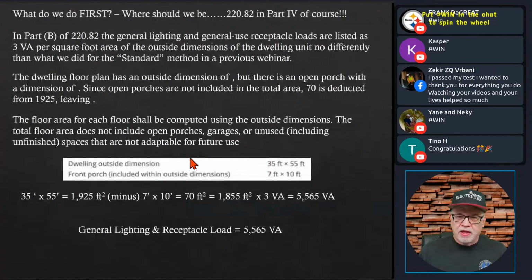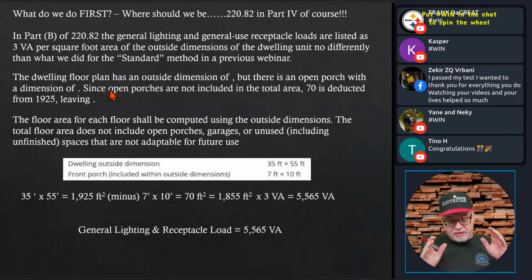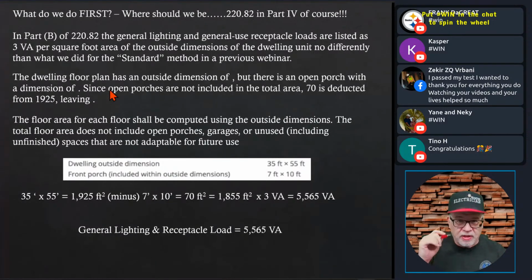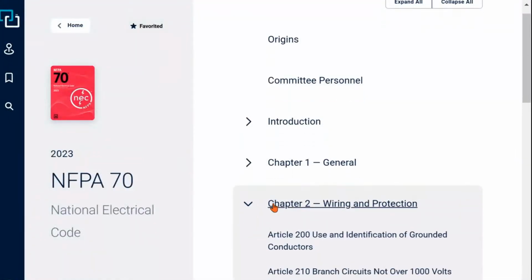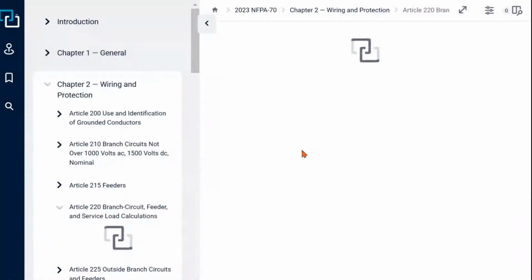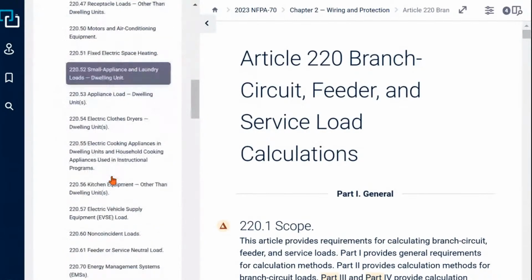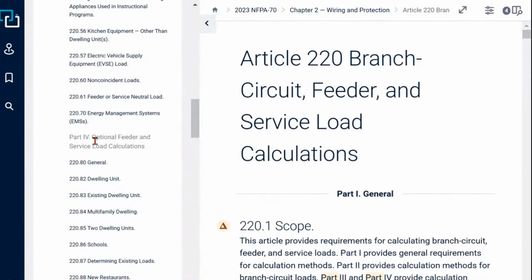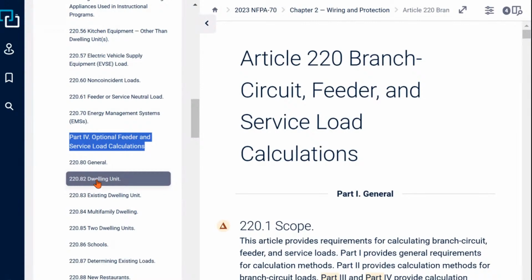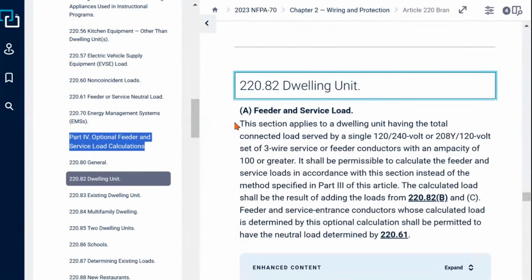Okay, let's see here. First thing we have to do, as we did with the standard method, so you're going to see something when we start off that's very similar. Similar processes. First thing we do is we need to go to 220.82. Let's go over to the code and get where we need to be first. You can see on the left right here, we're in Part 4 and we're doing the optional method. There's 220.82 and we're going to click it right there. So this is where we're going to be working out of.